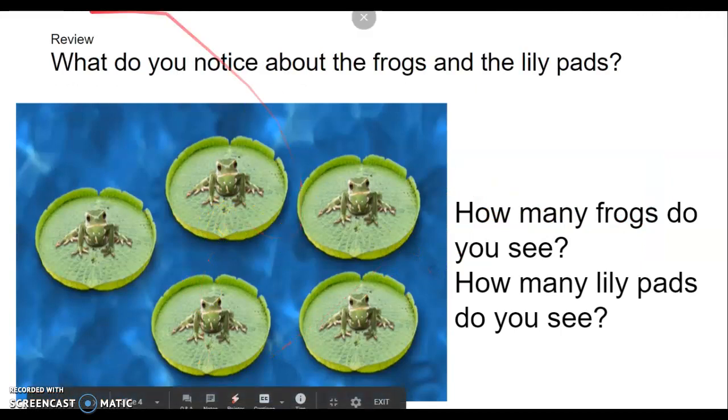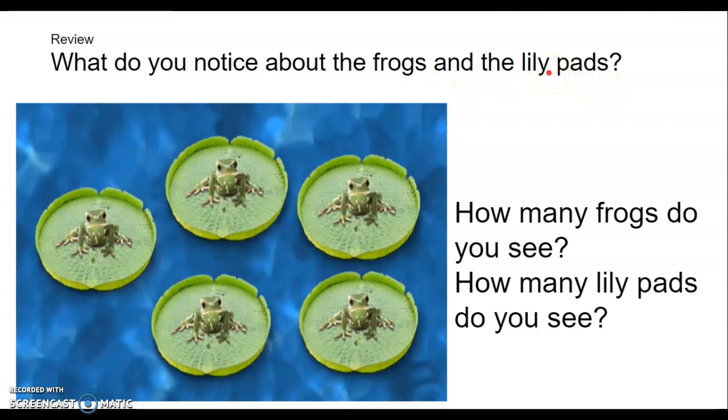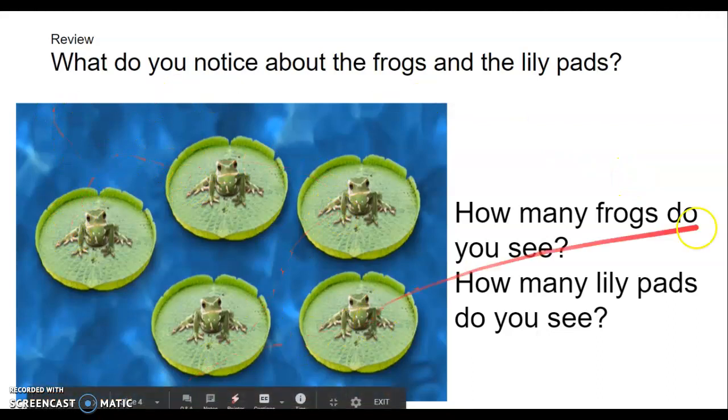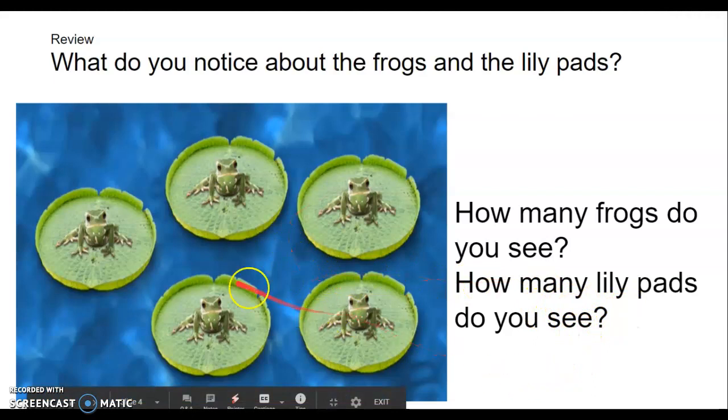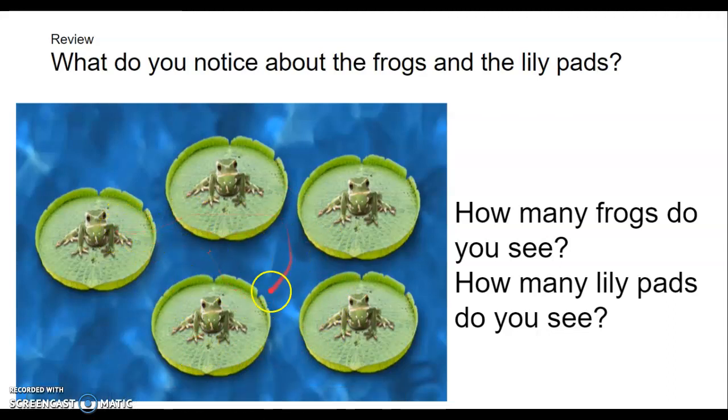I want you to look at this picture. What do you notice about the frogs and the lily pad? Well, how many frogs do you see? Let's count them. 1, 2, 3, 4, 5. We see 5 frogs. How many lily pads do you see? Count them. 1, 2, 3, 4, 5. Oh, so we have the same number of frogs and the same number of lily pads. So that means that the frogs number is equal to the lily pad number.